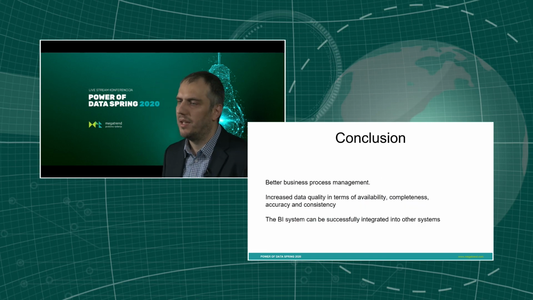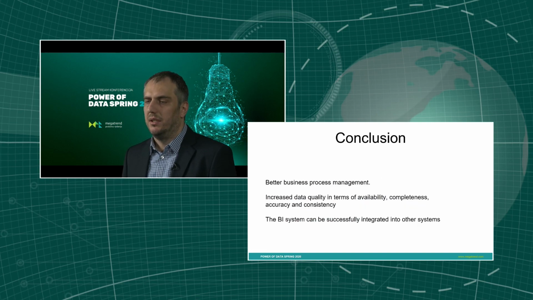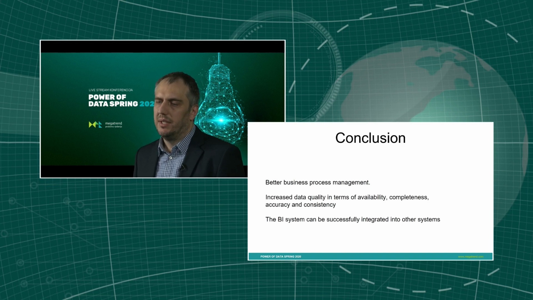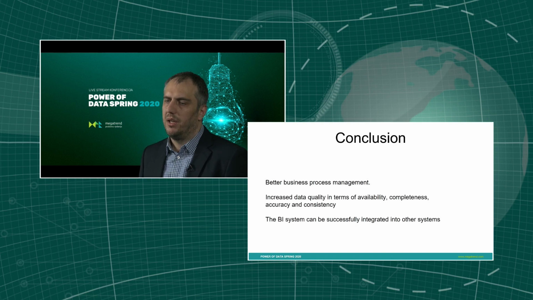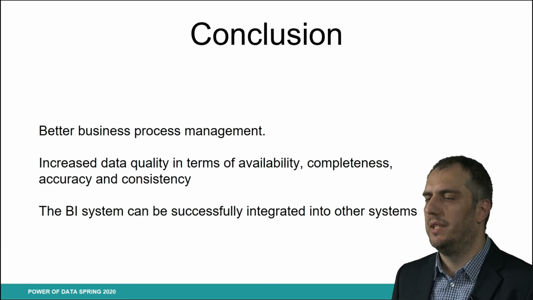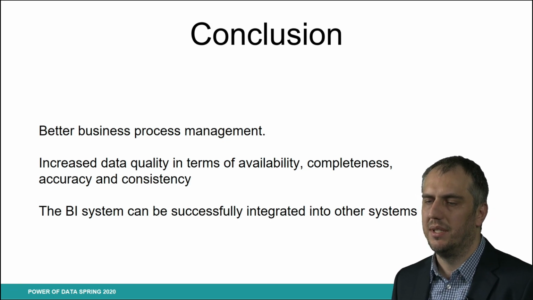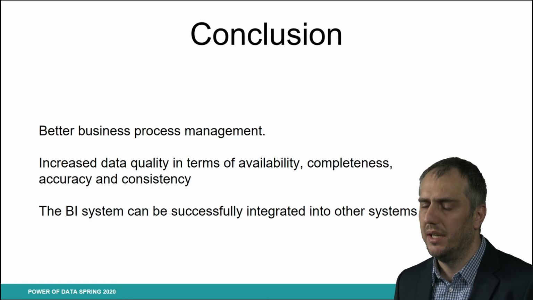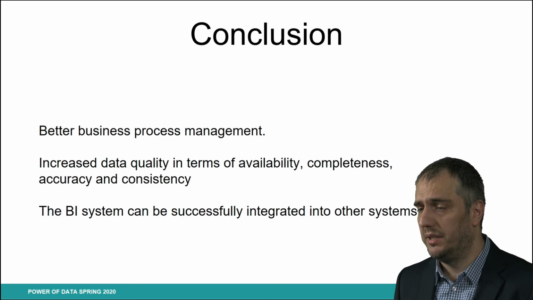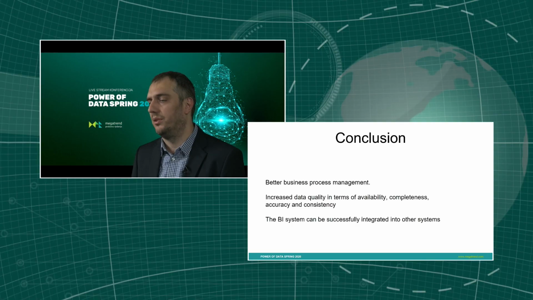And for the end, some conclusions. The new system that is implemented makes for better business process management, and also increases the data quality in terms of availability, completeness, accuracy, and consistency. And we can say that a BI system can be successfully integrated in other systems, and not only integrated, it can be a very important part of it.